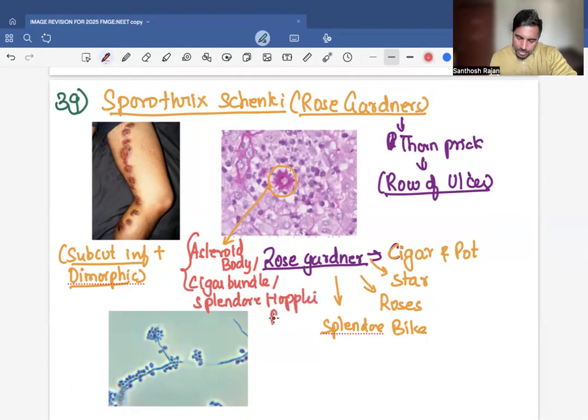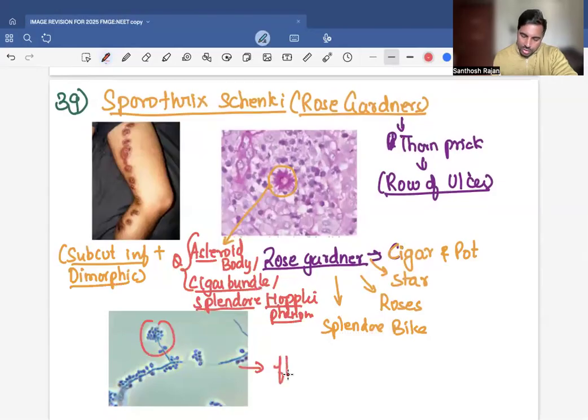Splendore-Hoeppli phenomenon is basically the reaction you're seeing around it. It's more of a pathological reaction. I am talking only from the microbiological point of view. These words are important. Cigar bundle is better. Now in the hyphae form, what you're seeing are the rose-like conidia. Rose or flower-like conidia.